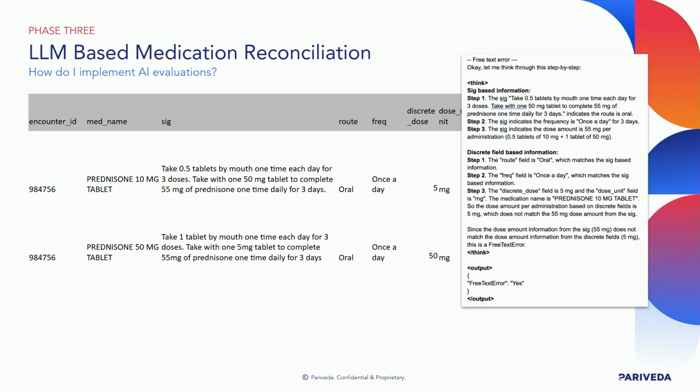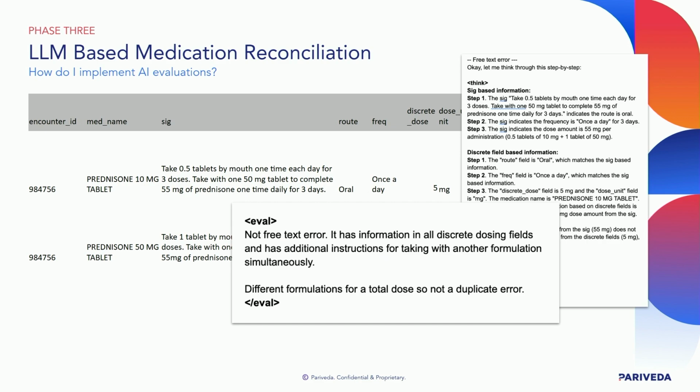We see in the SIG there's some detail about taking it with this other dose. And so our LLM prompt went through all the steps, which the clinician can see, all this logic that was applied, and then it flagged it for a free text error. And our human evaluators came through and said, actually, this isn't a free text error because of the other medication that is here on the list that is not a duplicate, but you're actually supposed to take these 2 together, right?